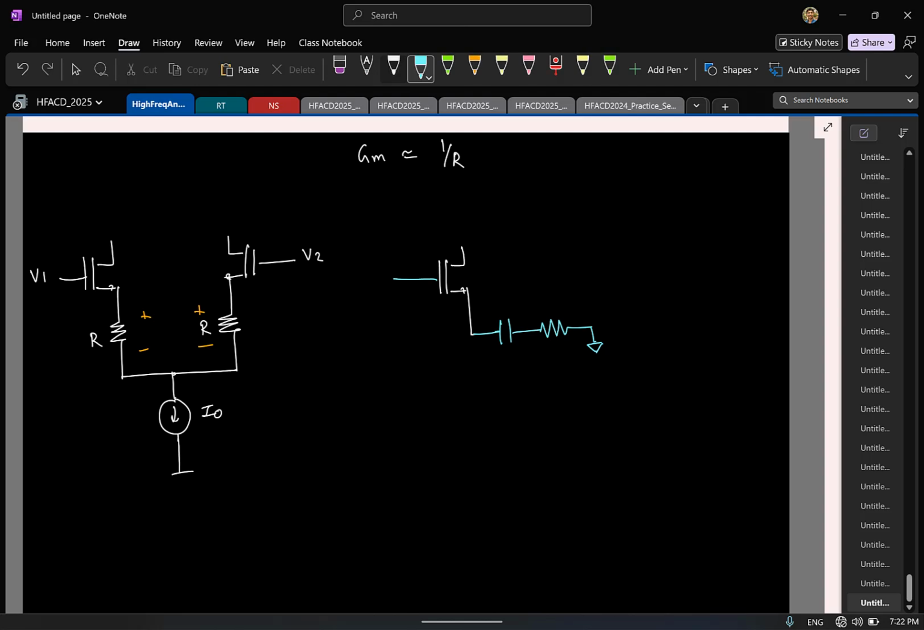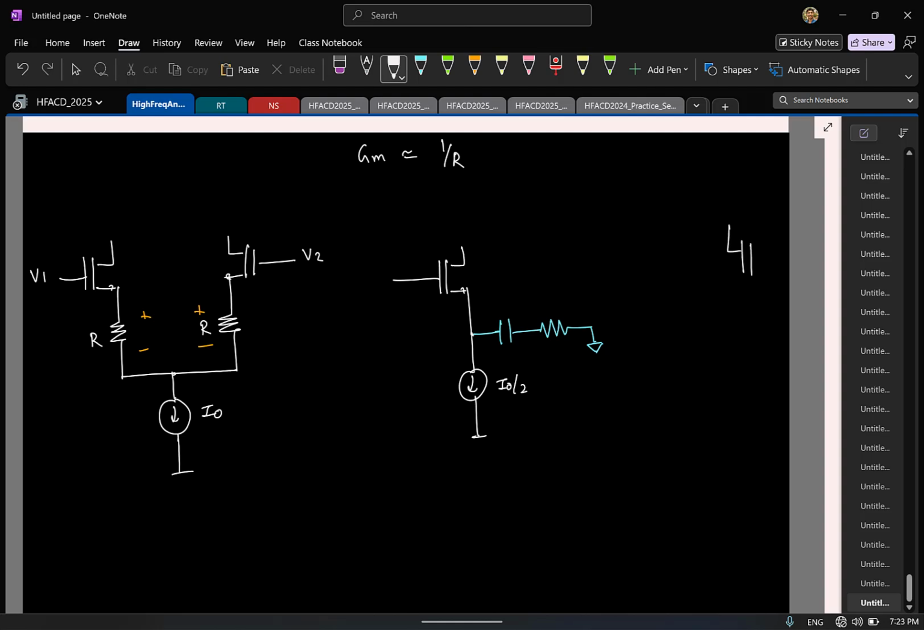Now I want to make sure that the transistor DC current is equal to I0, or I0 by 2, right? So how can I enforce that the current in the transistor is I0 by 2 now? I'll put a current source. Okay. Make sense? Now of course this is only one half.